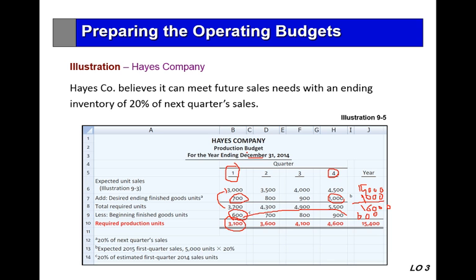This concludes our second budget of the operating budget, which is the production budget. Then we must continue in the next video the other budgets and continue our case company example. Thank you.